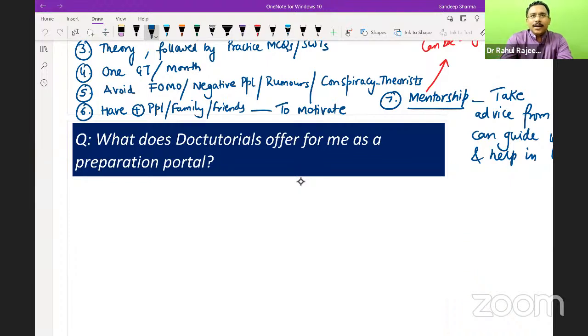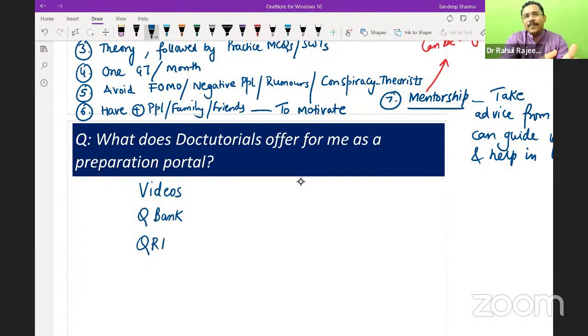Because suppose you are learning a subject like pediatrics. You can watch Sandeep sir's lectures, then practice. Then, if you are left with less time, you can watch the quick revision program. You can do the question bank. You can attempt the system-wise test series. So everything is under one umbrella, catering to all categories of students.